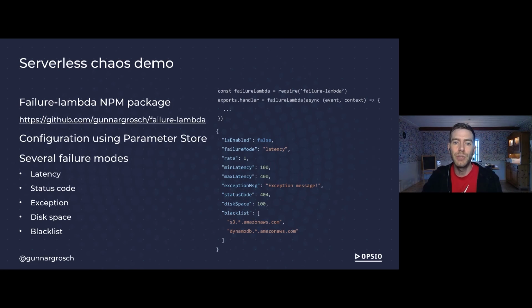And we'll be using the Failure Lambda NPM package for our experiments. It works by wrapping the Lambda function handler, and then we do configuration through parameters. And we have a few failure modes to choose from with, for example, latency, exception injection, and blacklisting.